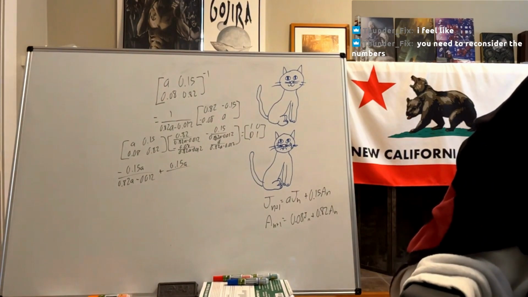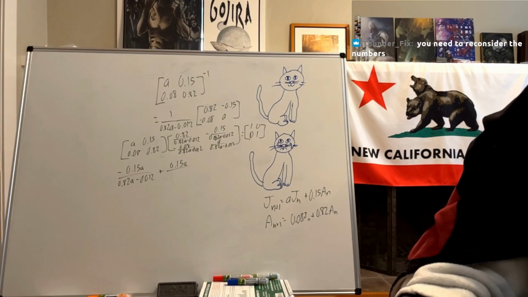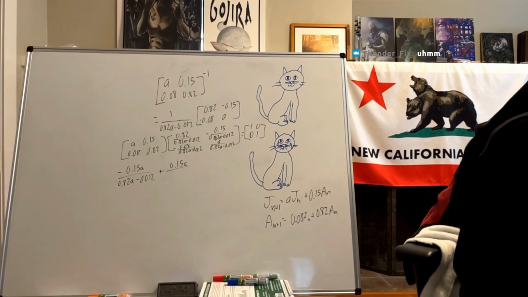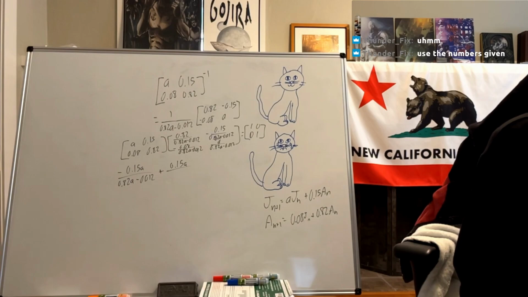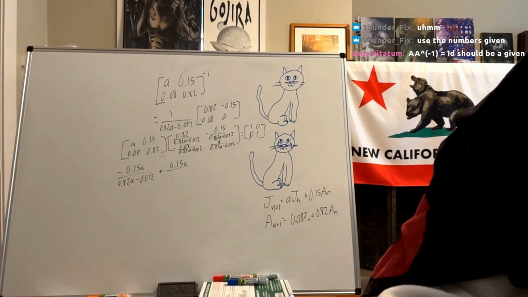Hey Felix, you could also just do RREF on the original and then do the same operations to the identity. Oh, that might be it too. Or that's a way of finding the... You need to reconsider the numbers. Use the numbers given. Do I use the numbers that they give me?